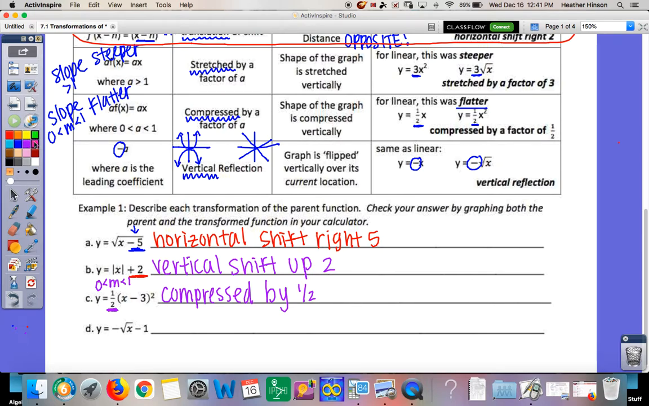Okay, then we have this -3, and it's inside the parenthesis. Which transformation was inside a group? Right, your horizontal shift. And what's special about horizontal? They're going to do the opposite. So this is -3. On a number line, technically -3 goes over to the left of 0. But because it's in a group, we're going to do the opposite. So we're going to go to the right that 3.